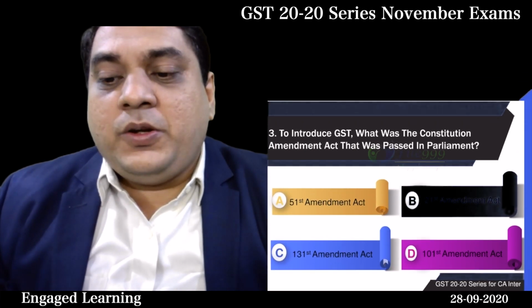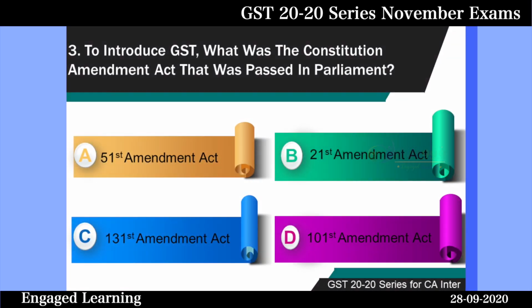Third question on your screen. Question number 3. To introduce GST, what was the Constitutional Amendment Act that was passed in Parliament? Option A, 51st Amendment Act. Option B, 21st Amendment Act. Option C, the 131st Amendment Act. And Option D, 101st Amendment Act.